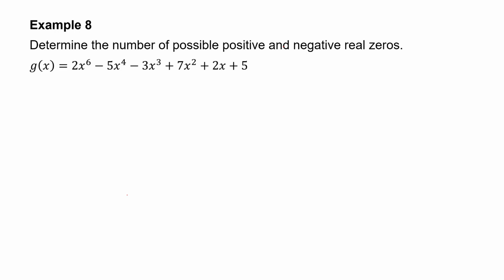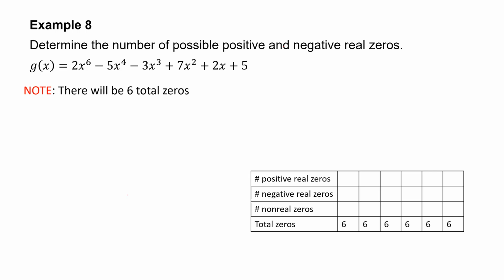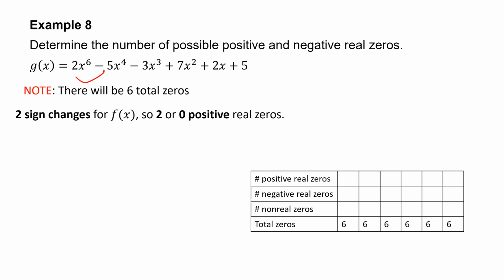Okay, so let's look at this one. First of all, we know that we are going to have 6 total zeros because this is a degree 6 polynomial. The number of sign changes on the g of x, there are 2 sign changes as you go from the first term to the second term, and as you go from the third term to the fourth term, you have 2 sign changes. So since there are 2 sign changes on g of x, sorry, not f of x, there will be 2 positive real zeros or less than that by 2, which is 0. So there could be 2 or 0.